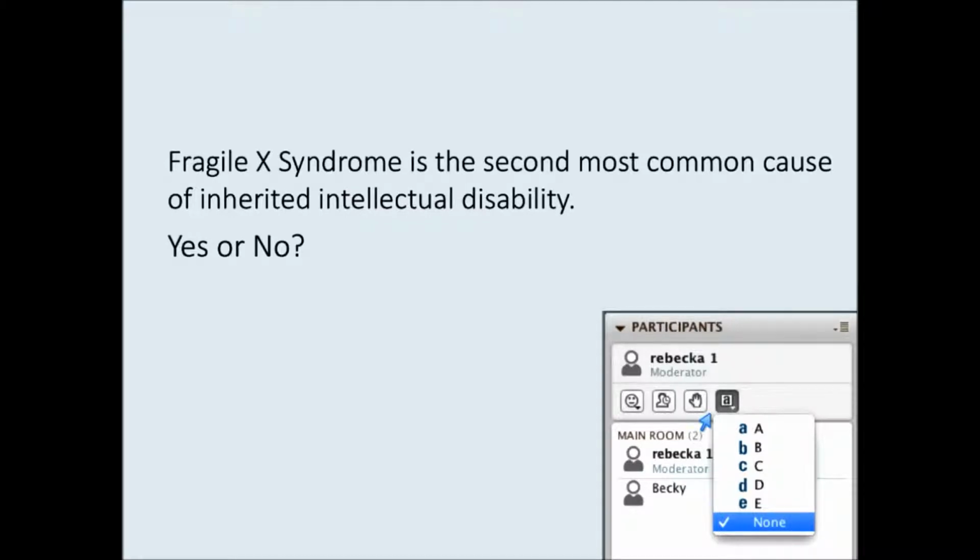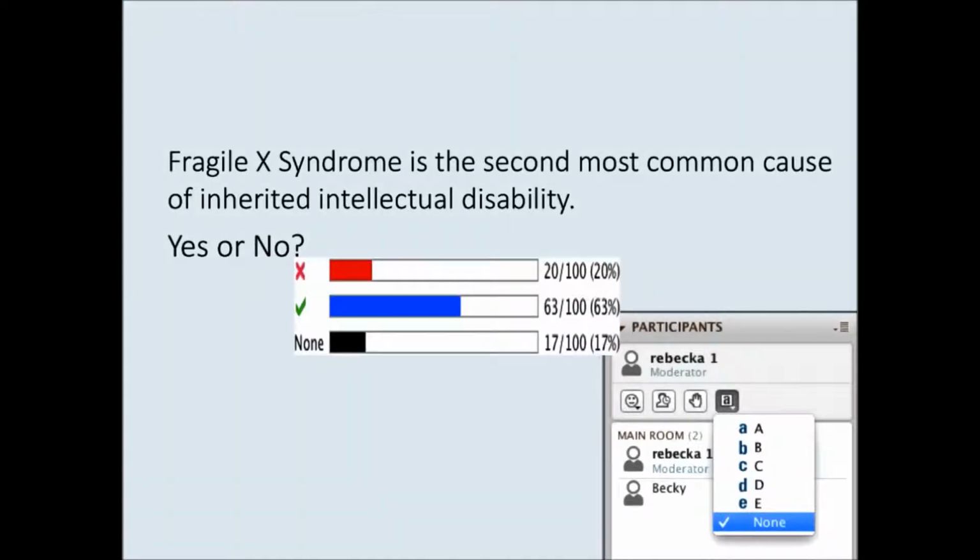All right, let's see how you all responded. So our poll here shows that 63% of you said that you thought that no, it is not the second most common cause. Melissa, I'm going to let you respond to that, or Katie, whoever is doing this one, and we'll see how you answered that as well.